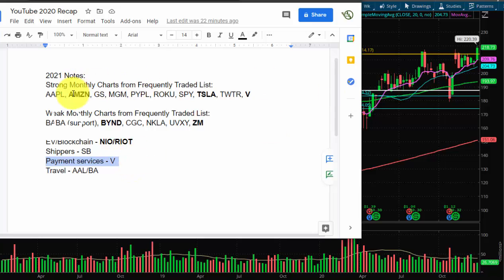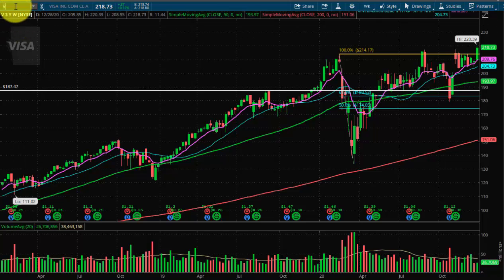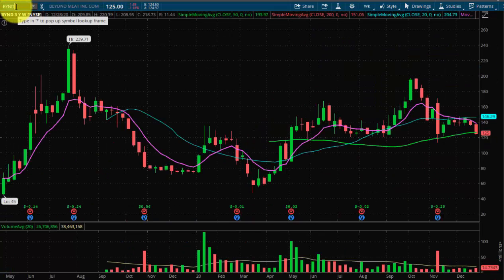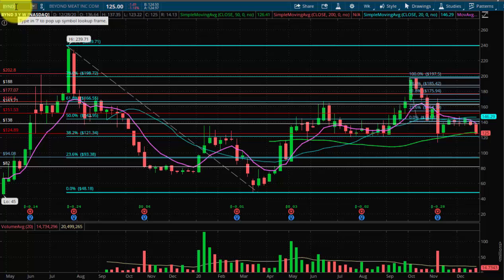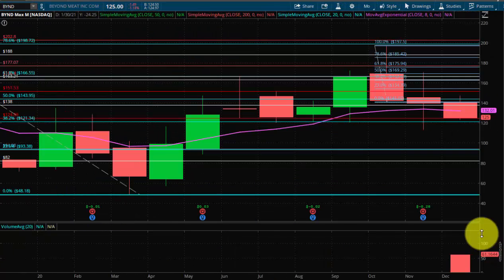Okay. So those are the three strong monthly charts I wanted to go over, right? We're not just bouncing around based off of throwing darts here. We're actually looking at individual ones. For the weak monthly charts, I don't really want to spend too much time on these because I feel like if you trade them, you've already seen this. But basically, let's go back to the monthly chart.